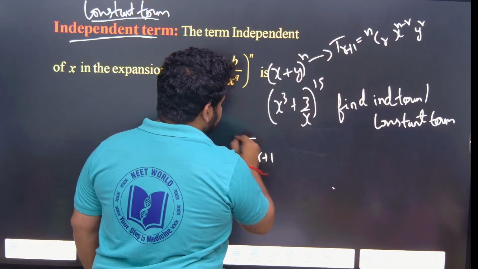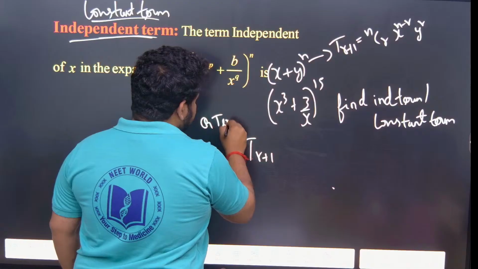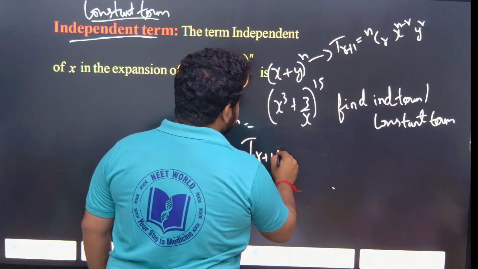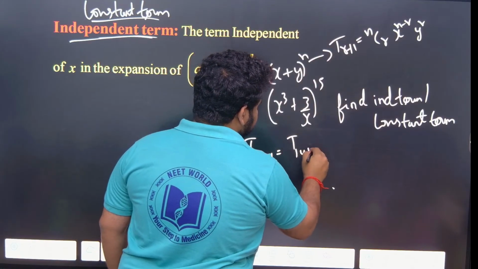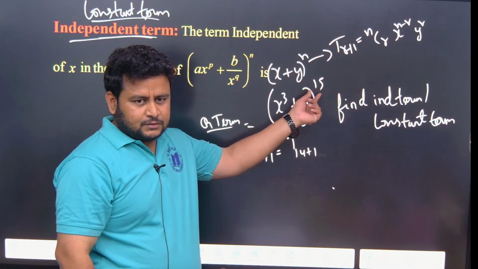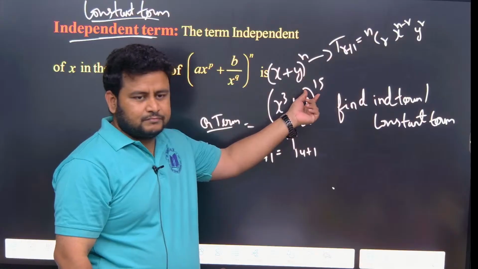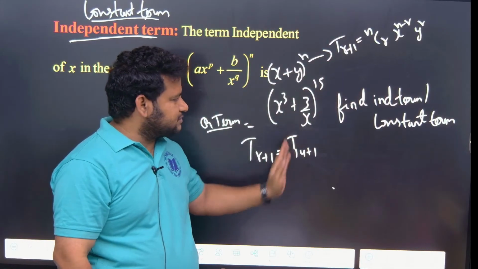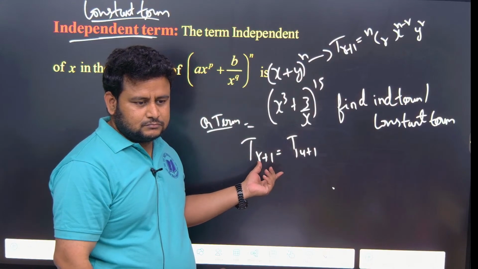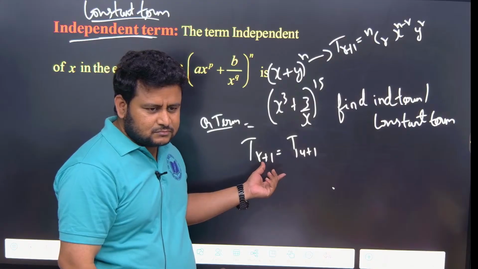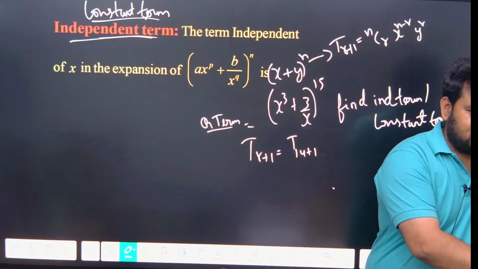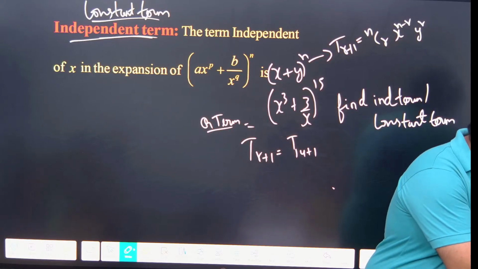T(r+1) is the general term we are finding. This will become nCr. T(r+1) means this will become T(14+1). Correct? See here, this is 15. T(r+1), what is r here? 14 plus 1. Think correctly what I should write. T(r+1) means what? Forget all the earlier knowledge.